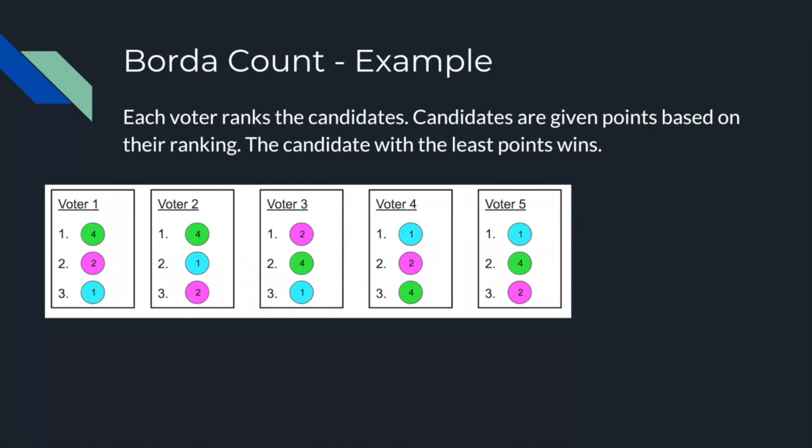Each voter ranks the candidates, and the rank of each candidate is the number of points assigned to them. So, for example, counting the points of candidate 4, we get 1 plus 1 plus 2 plus 3 plus 2, which is equal to 9. We do this tallying for each candidate, and it turns out that 4 has the least number of points, meaning that 4 wins.